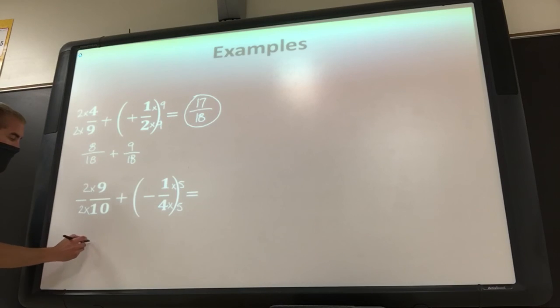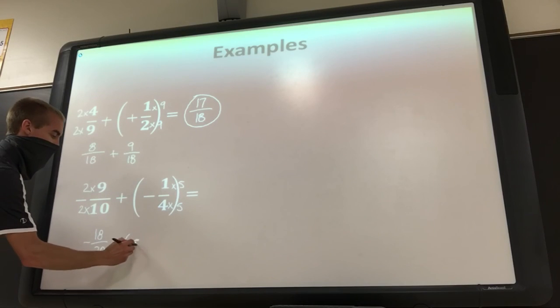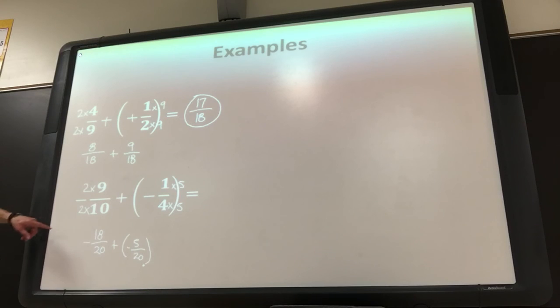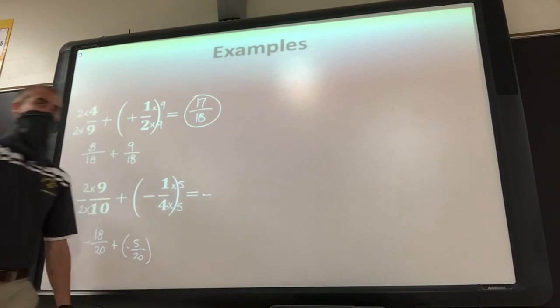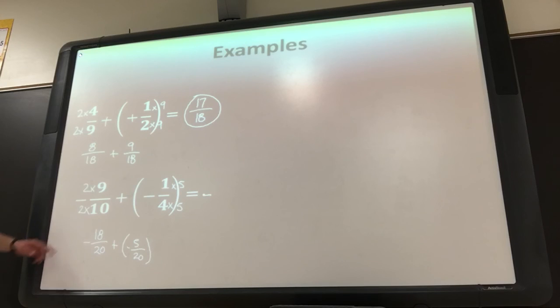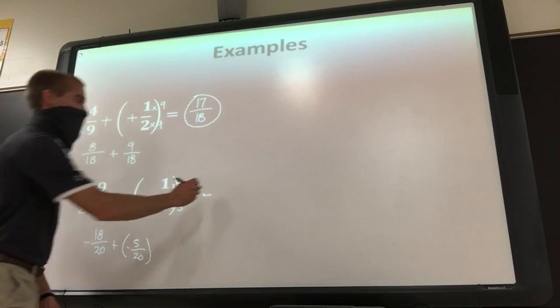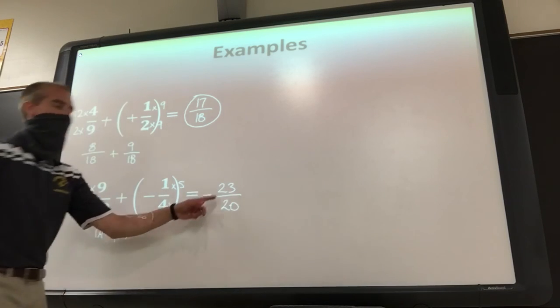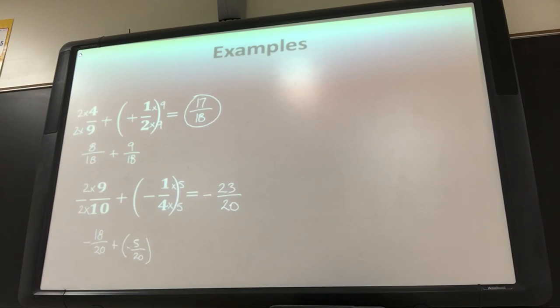So that's going to get us -18/20 plus -5/20. So obviously now you can see -18/20, that's the bigger number. And that's a negative number, so your answer is going to be negative. 18 plus 5 would give us -23/20. What do we need to do with this -23/20 though?